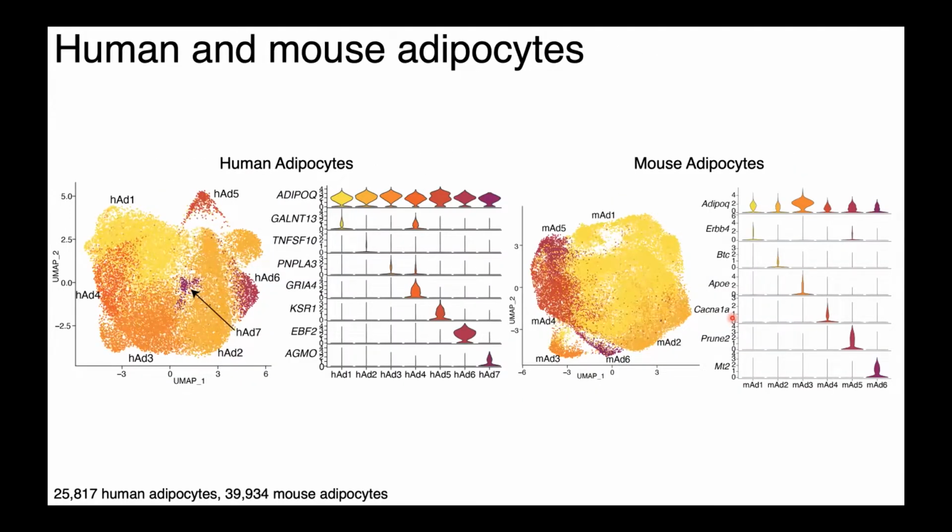Finally, we looked at the mouse and the human adipocytes. We were again able to subcluster these into different subpopulations with distinct marker genes. As you can see, again, though, these marker genes are not consistent across species. And in fact, the subpopulations that we find across species are fairly different from one another.